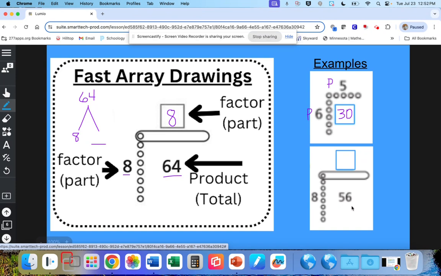56 divided by 8 gets us our part, because 56 was our total, 8 was a part, and we're missing our other part. So in this case, division makes the most sense. So 56 divided by 8 gets us our answer, and our answer is 7.